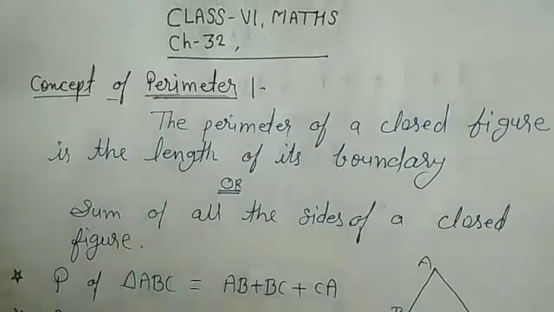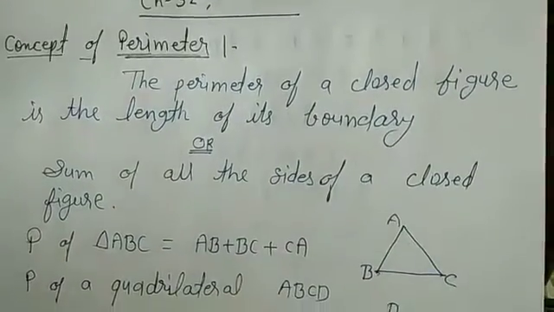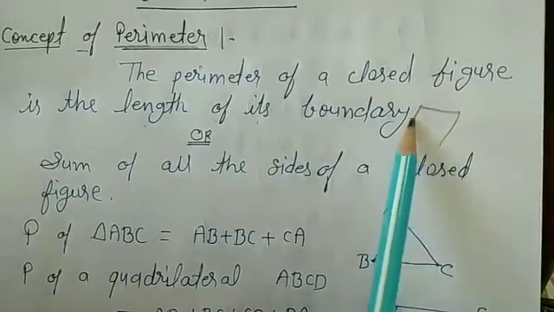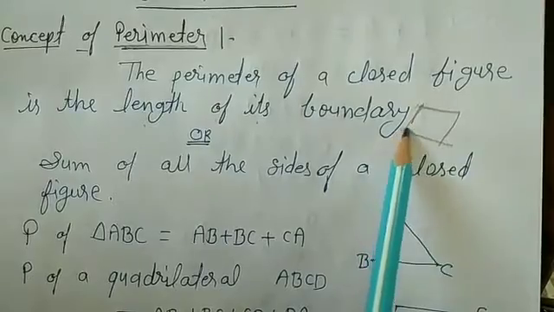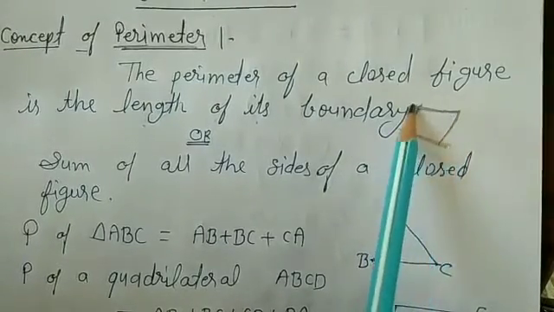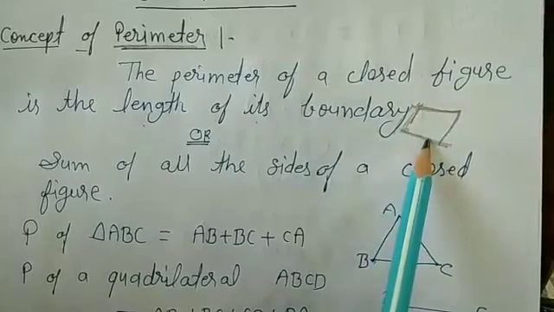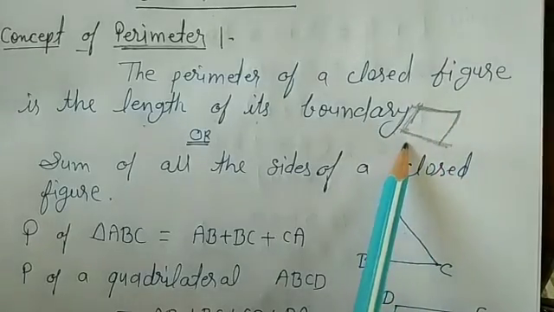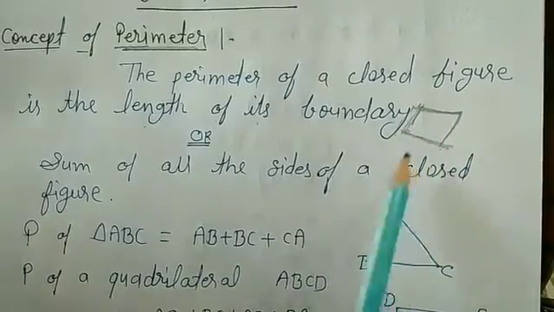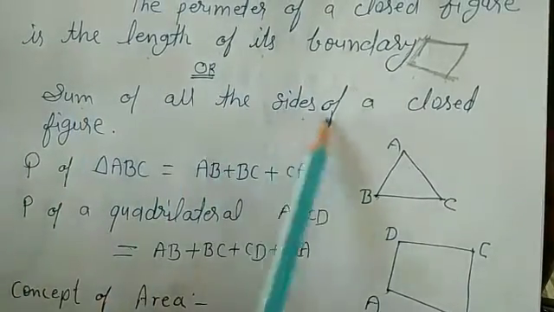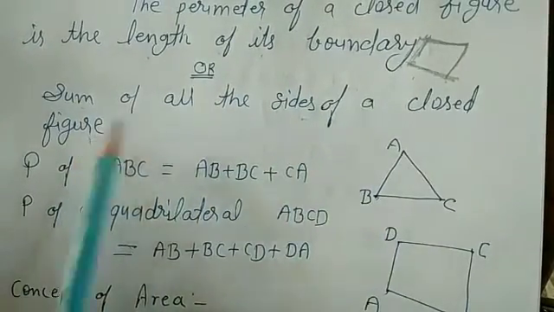The definition of perimeter: the perimeter of a closed figure is the length of its boundary. Suppose that this is a figure. If we have to find the perimeter of this figure, simply we will add this plus this plus this plus this. So this will be the perimeter of this figure. In any type of figure, simply we have to add its boundaries. That will be the perimeter. In other words, we can say the sum of all the sides of a closed figure is called its perimeter.